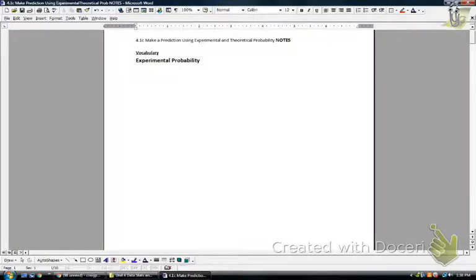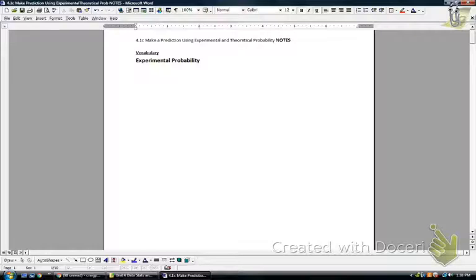Today we're going to learn about experimental and theoretical probability, and we are going to make a prediction using both of those. I think that you'll find, whether it's experimental or theoretical, the idea is the same. One just depends on if you do an experiment, and the other one just depends on if you use what information is given to you.